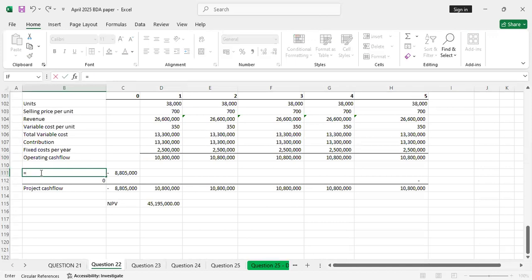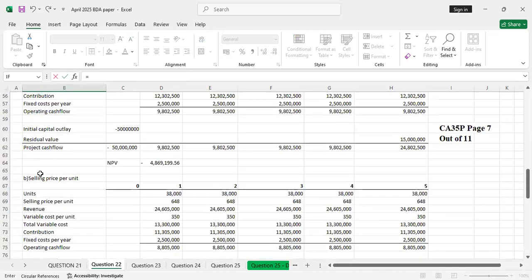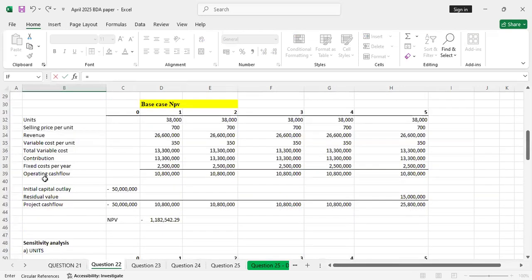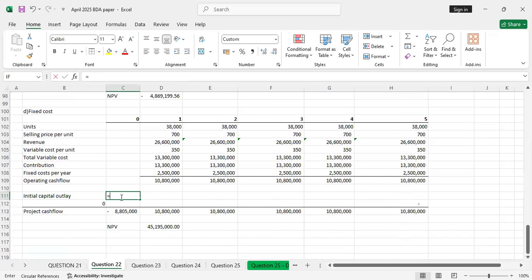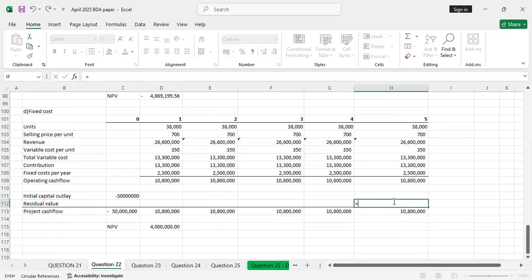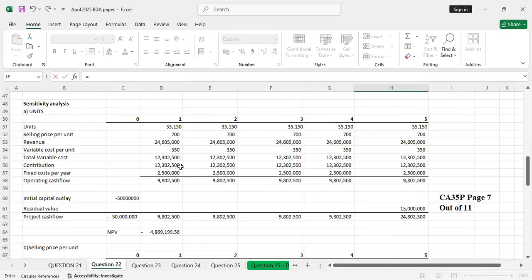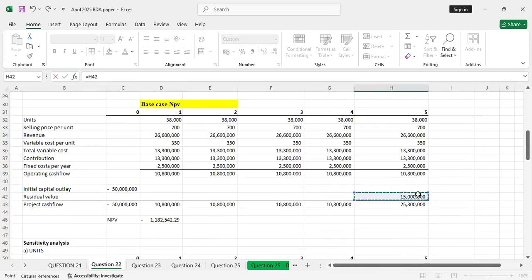So we'll look at the initial capital outlay, the original information. Always go to the base case, huh? Yeah, I'll keep on insisting on that. This one you can just drag. And down here, can also drag so that we have the residual value. That's what I'll copy from the original data.